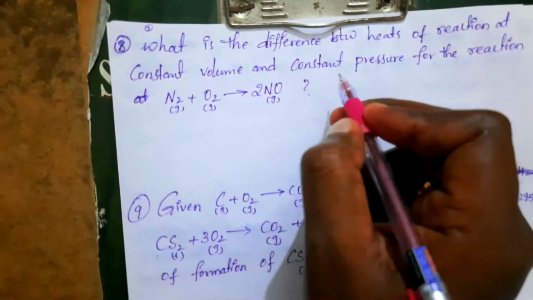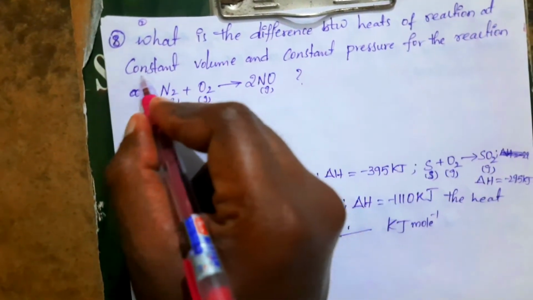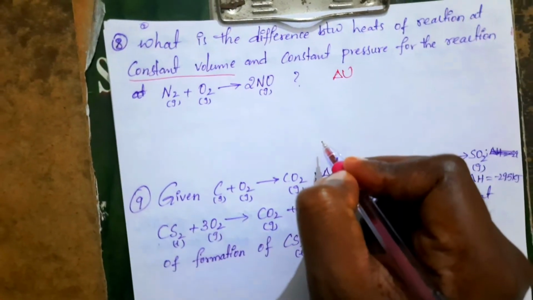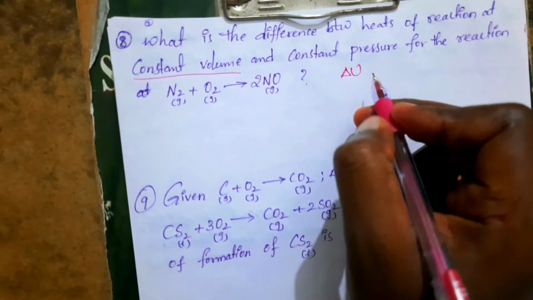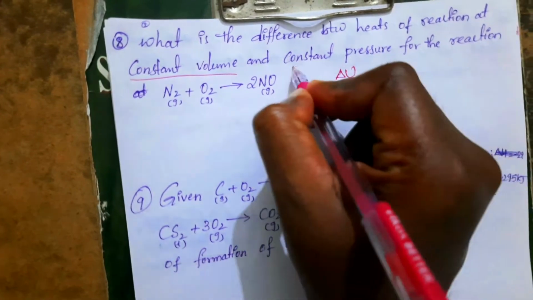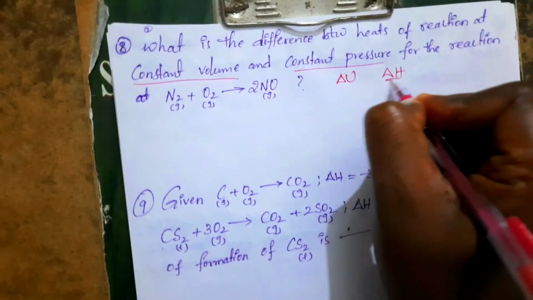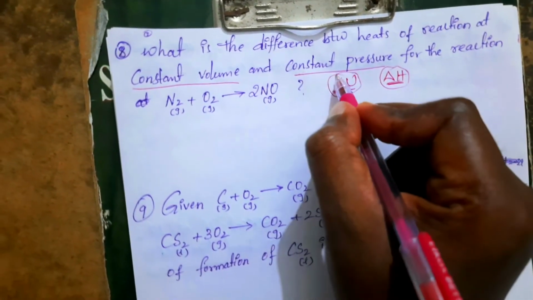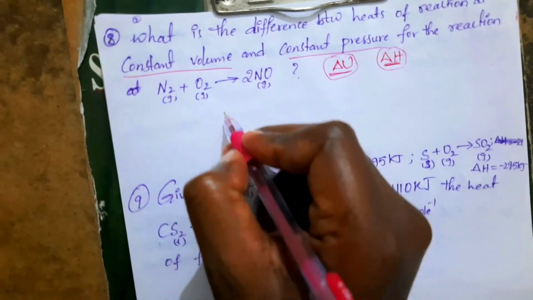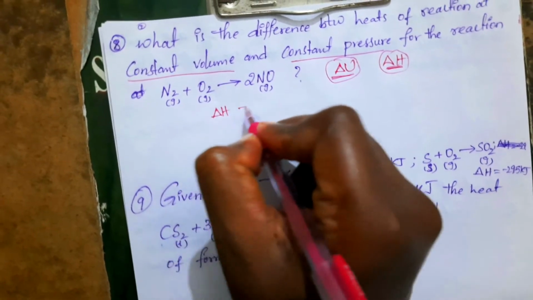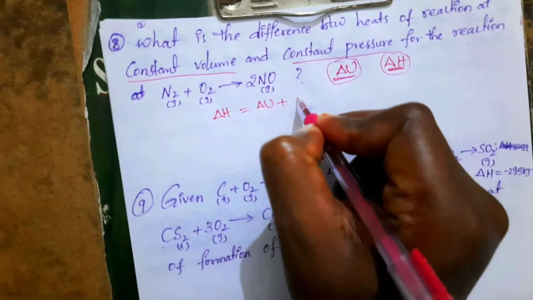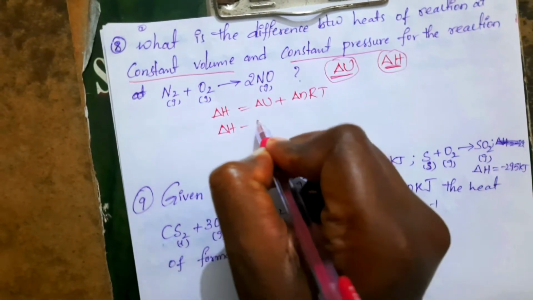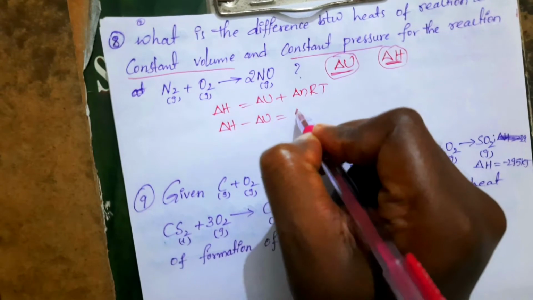Now what is the difference between the heat of reaction at constant volume and at constant pressure? Heat of reaction at constant volume is delta U, and at constant pressure it is delta H. Heat content measured at constant pressure is the change in enthalpy; heat content measured at constant volume is the internal energy. We know that delta H is equal to delta U plus delta n RT. So delta H minus delta U is equal to delta n RT.